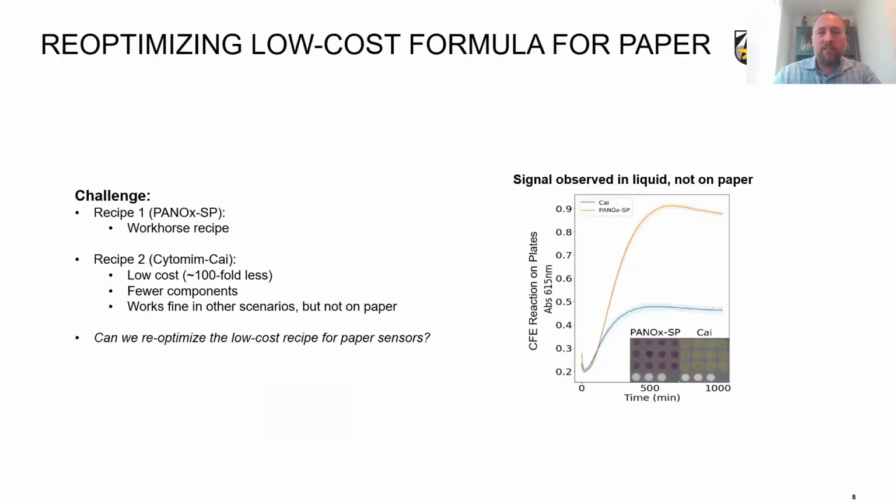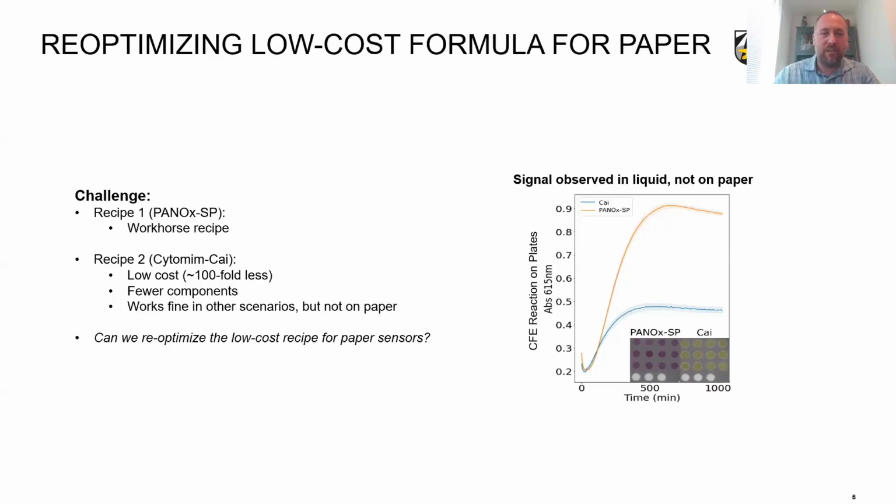Okay, so what do we want to use this for? The main thing I'll talk about is where we've taken a low-cost recipe that didn't work at all on paper, and then used this framework to re-optimize it to get it to work on paper without actually adding any significant costs. There are two main recipes here. One is called Panox. This is the workhorse recipe for us and many others in the field. The second is called Cytomim-Chi, which is about 100-fold less expensive. It's a little bit simpler, and it works in certain applications. But we found that it didn't work at all on paper.